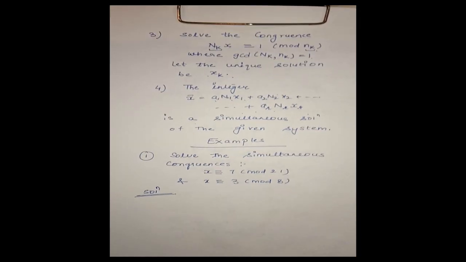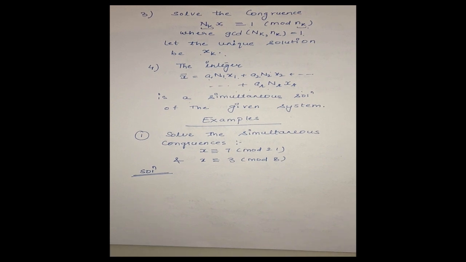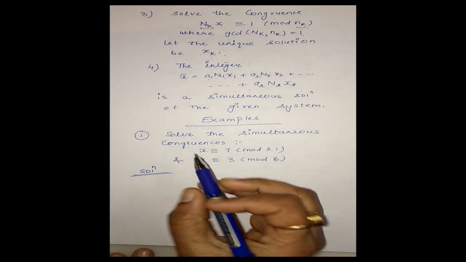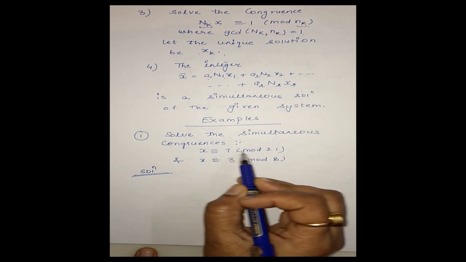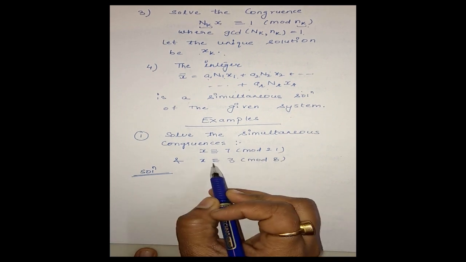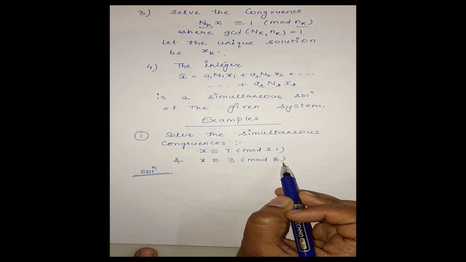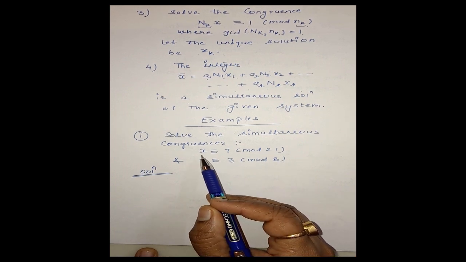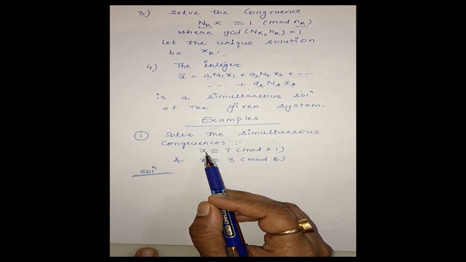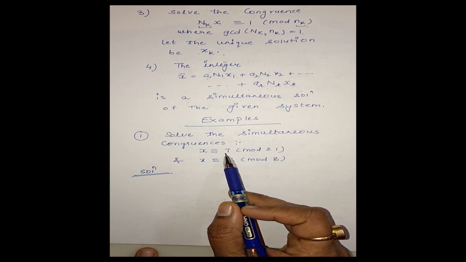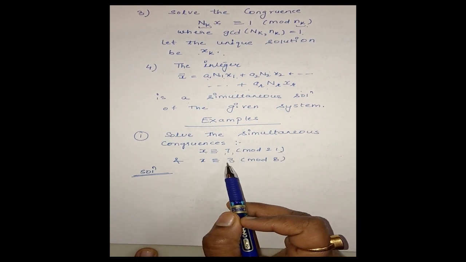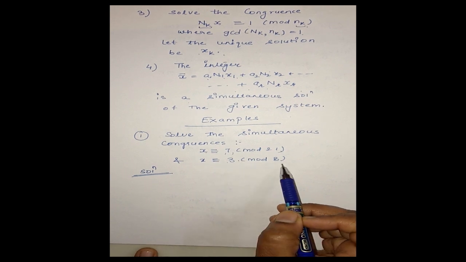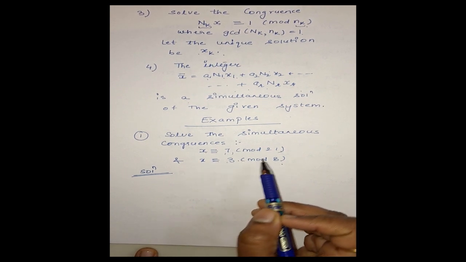Let us understand this method with the help of an example. Consider the first example. Solve the simultaneous congruences x is congruent to 7 modulo 21 and x is congruent to 3 modulo 8. We have to find the smallest positive integer x such that it gives remainder 7 when divided by 21, and the same x gives remainder 3 when divided by 8. That x we have to find.